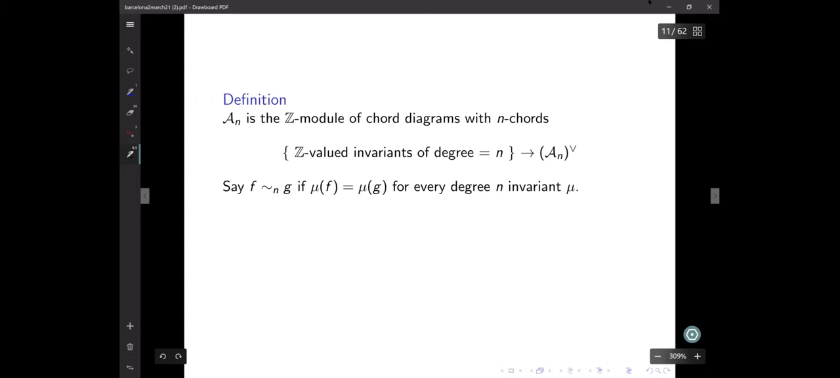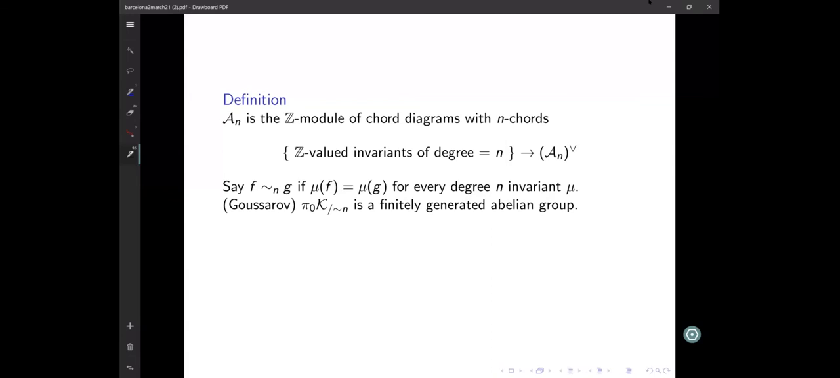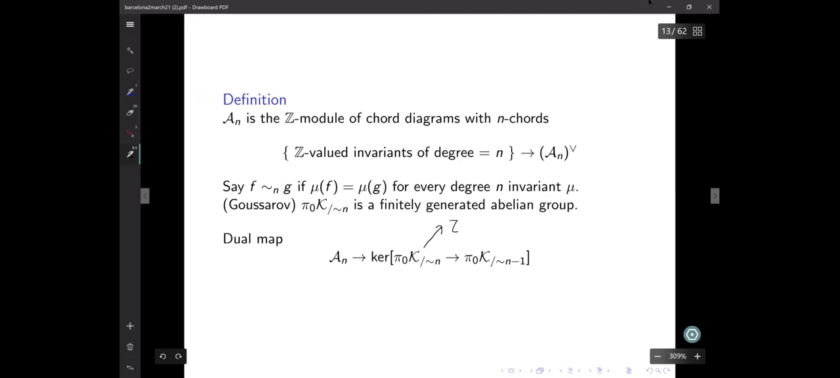So let me make a definition. We say that two knots, F and G, are n-equivalent if their value is the same for any degree n invariant mu. And there's a theorem of Goussarov which says that if you take the equivalence classes, this forms a finitely generated abelian group. And you can look at the map that we just constructed above, and you can take its dual. And that gives you a map from the module of chord diagrams to this kernel. And this is useful. You can think of a Vassiliev invariant of degree n just as a group homomorphism from this group of n-equivalence classes to Z, or to an abelian group, or to anything you want.